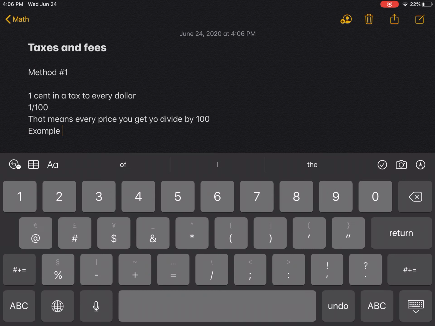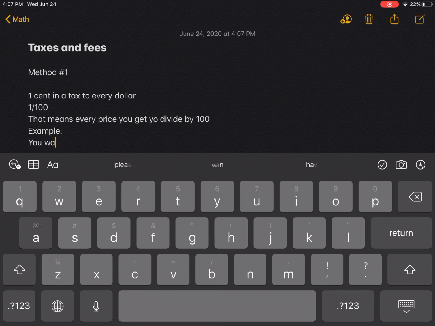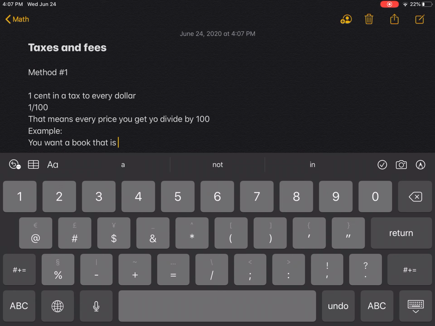For example, you want a book, say a book that is, let's say, $17. I just messed up, forgive me. That's $17.